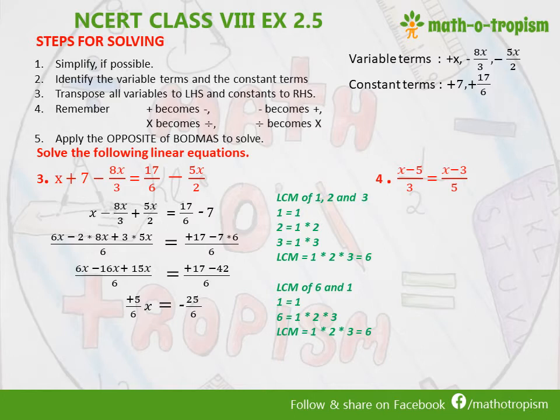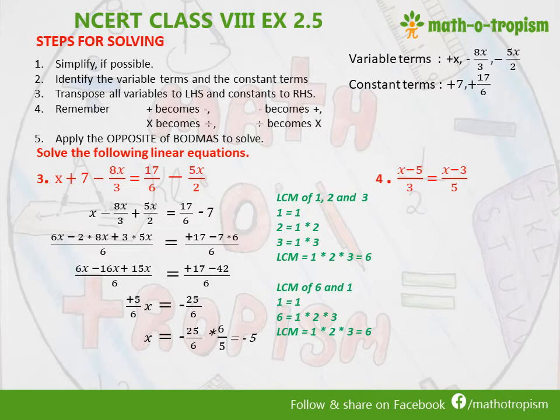We can take the reciprocal of 5 by 6 to the right hand side. So it becomes x is equal to minus 25 by 6 into 6 by 5. We know 6 and 6 get cancelled, and 25 and 5 have a common factor of 5. So it comes as minus 5. Therefore x value is minus 5.